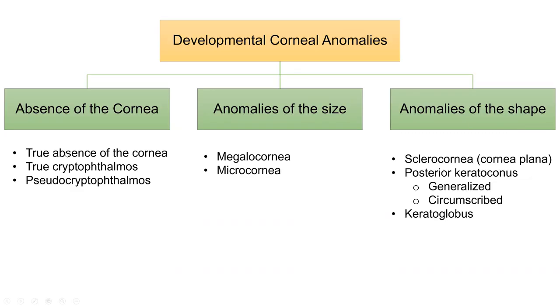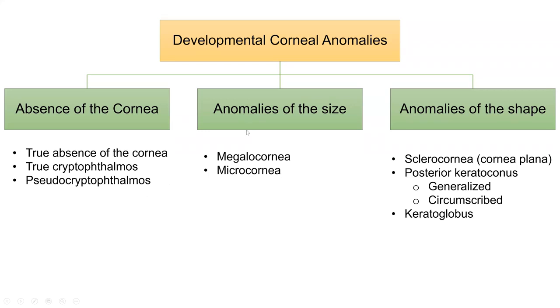So how should a cornea absence look? It could be a true absence of the cornea, so there is no cornea formation at all. There is agenesis of the cornea, or there is a true cryptophthalmos. Or the cornea is there, but it is just concealed by the eyelids, which is pseudocryptophthalmos. I'm going to show you what this is right now.